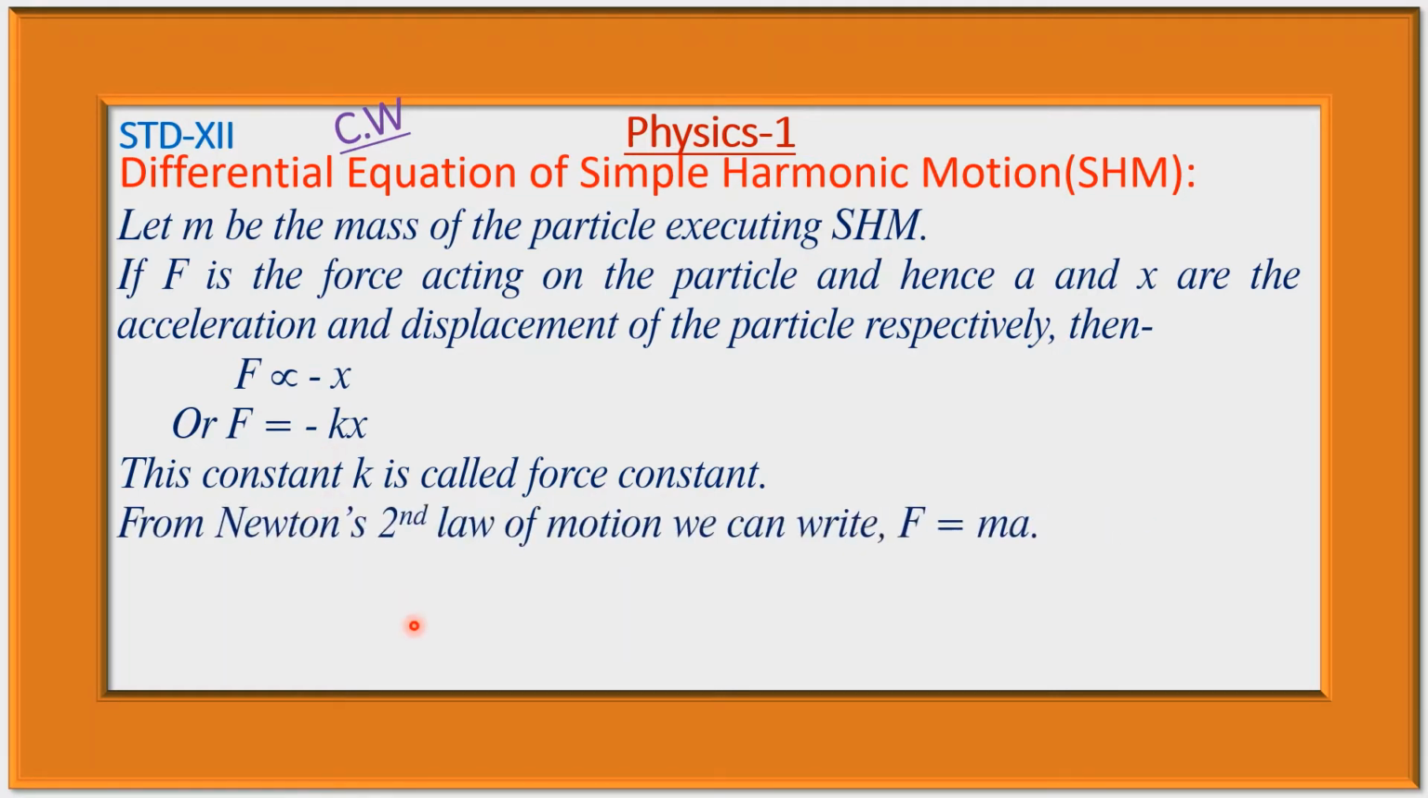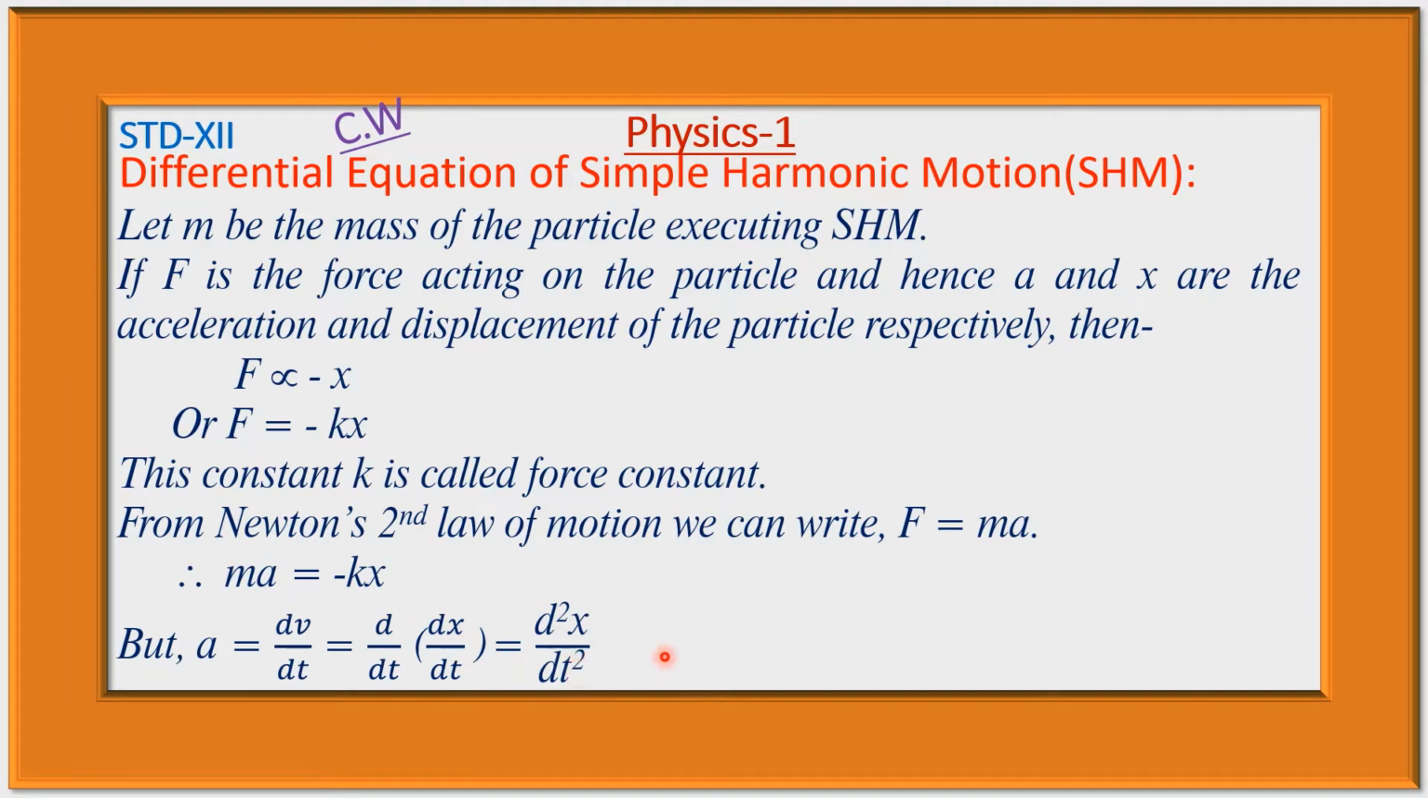From Newton's second law of motion, we can write F is equal to ma, and F is equal to minus kx, therefore ma is equal to minus kx. But we know A is equal to d/dt of v. If we differentiate velocity with respect to time, we get acceleration. Therefore A is equal to d/dt of v, and d/dt of dx/dt is d square x by dt square.